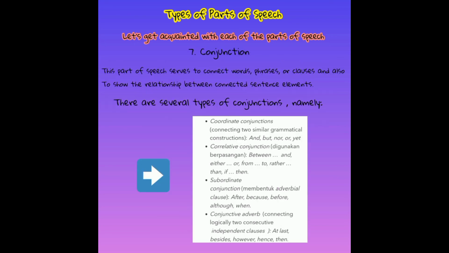Seventhly, conjunction. This part of speech serves to connect words, phrases, or clauses, and also to show the relationship between connected sentences and elements. There are several types of conjunction, namely coordinating conjunction, correlative conjunction, subordinating conjunction, and conjunctive adverb.